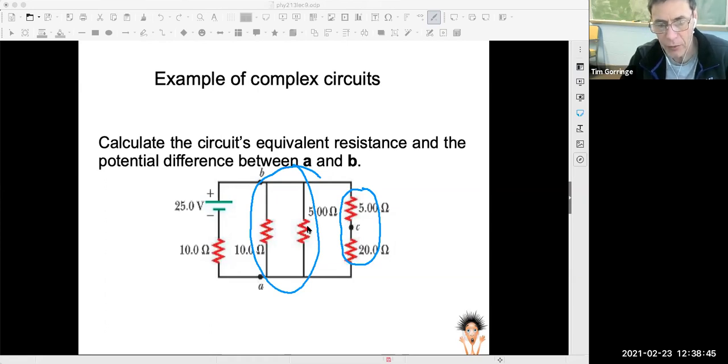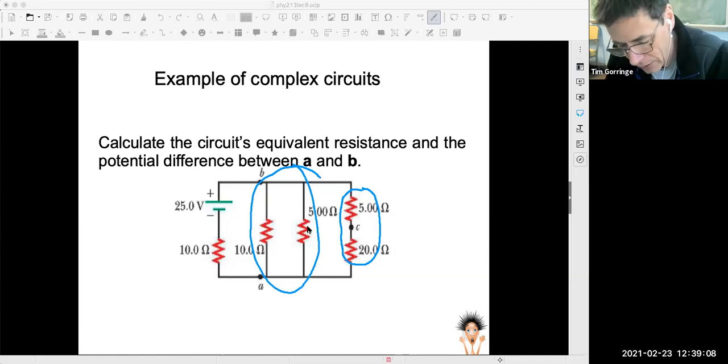So how do we solve a circuit where we've got pieces of it that have parallel and series resistors, when the rules we met last class were for circuits that were either completely parallel or completely in series? So we're going to see how to do that. And it's not too hard. It's relatively straightforward.